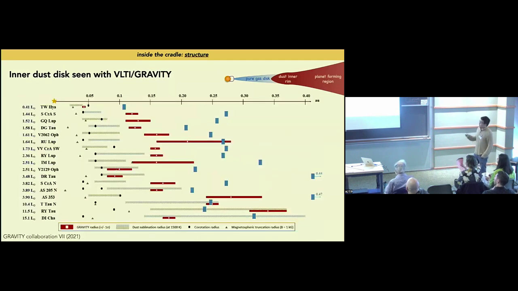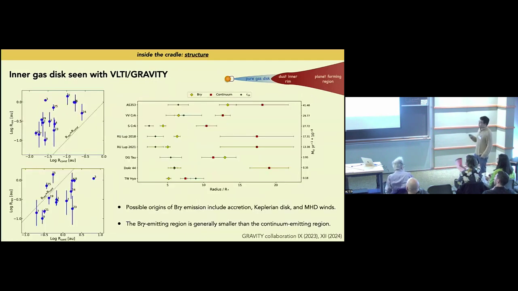So far, I talked about the dust disk, but you can also look at the gas. In this particular example, people looked at Brackett gamma emission. I must say that it is still unclear where Brackett gamma is coming from. Of course, in the audience, there are a lot of experts, so feel free to chime in later.